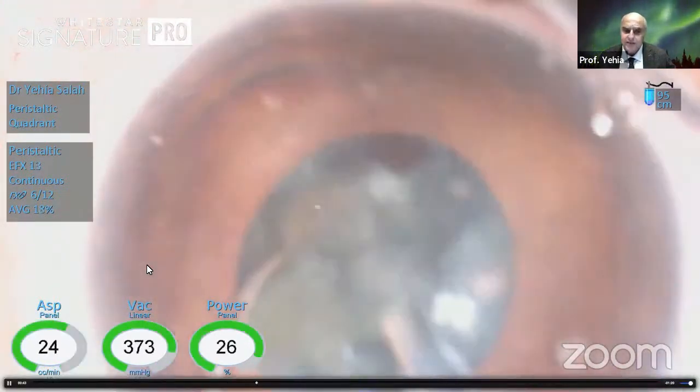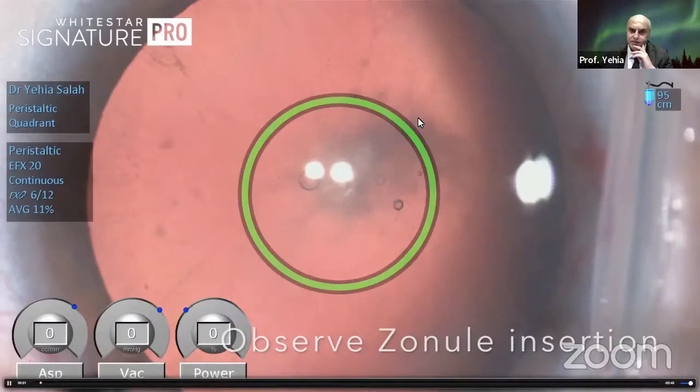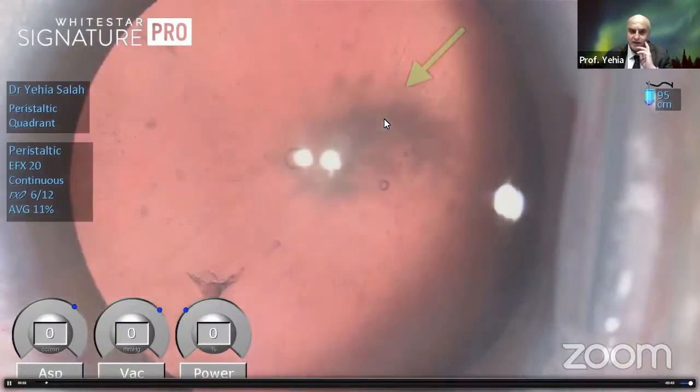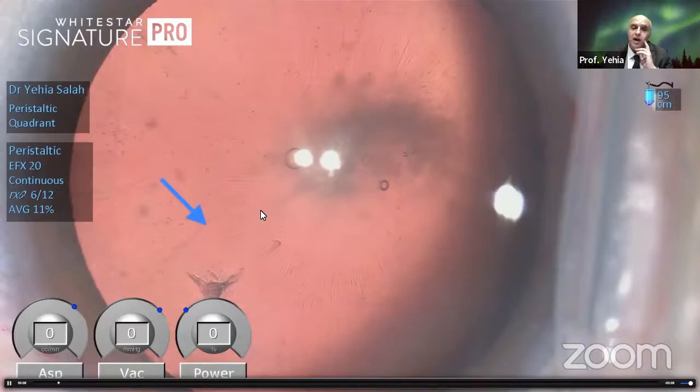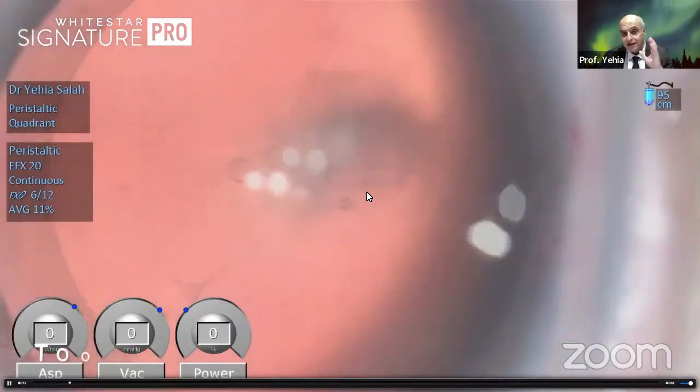Again, the vacuum is the main player. This is a very rare case of this patient. I didn't notice. It's a mother of a doctor. It's an immature cataract. She's not glaucomatous. And if you see here, observe the zonules. What I discovered when starting the surgery, I saw the zonules are inserted all around, very, very central. For me, it was my first time to see this.